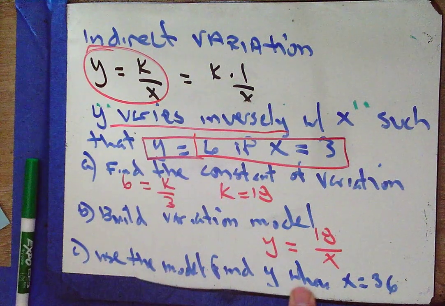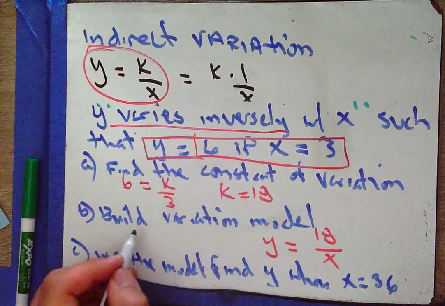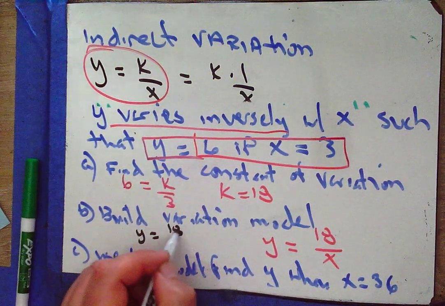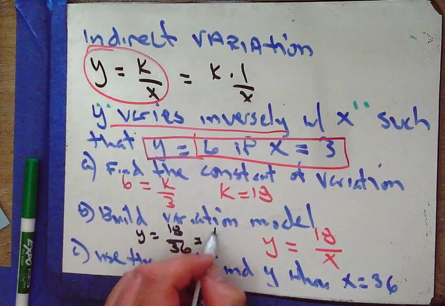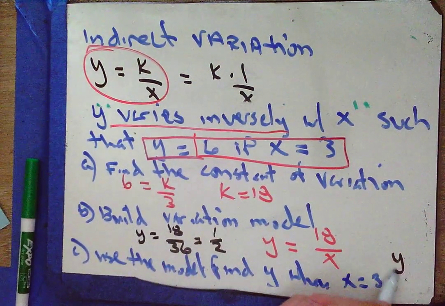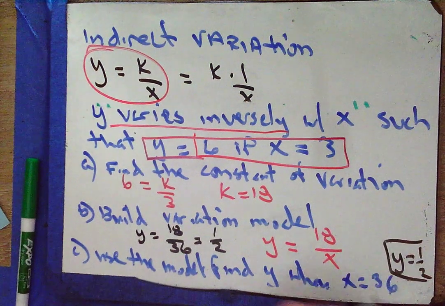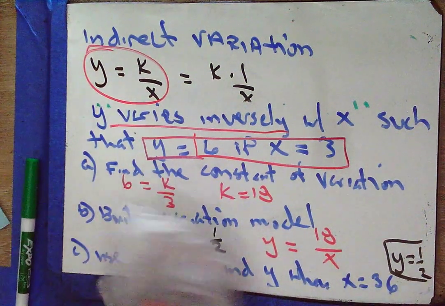Finally, use this model to find y when x equals 36. So y equals 18 over 36, which reduces to 1/2. Y equals 1/2. Really, the problems are that easy. And I think, again, that's why people don't actually take notes on this stuff, which is why they don't study this stuff, and it's why they then forget all about it and bomb it on the quiz. So please make sure you know this.